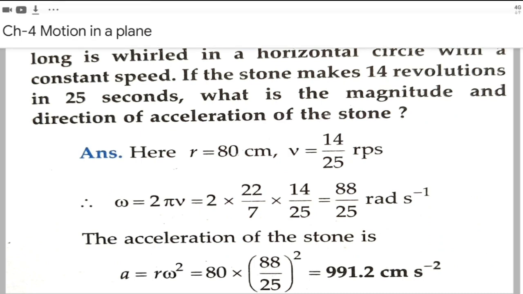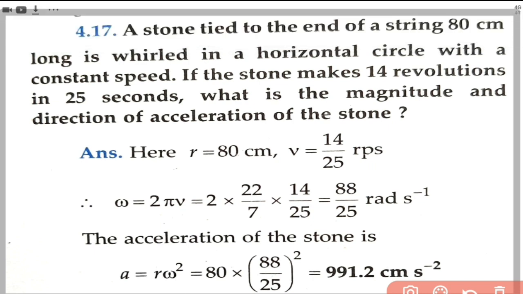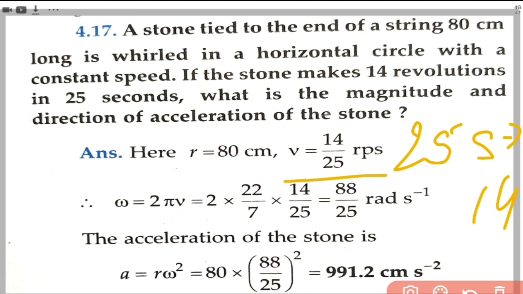So 14 revolutions in 25 seconds. So frequency is given by what? 14 by 25. So frequency is 14 by 25 RPS. RPS means rotations per second. That is the same as the unit of frequency, that is hertz. Rotations per second is called hertz. So you can write either rotations per second or hertz.